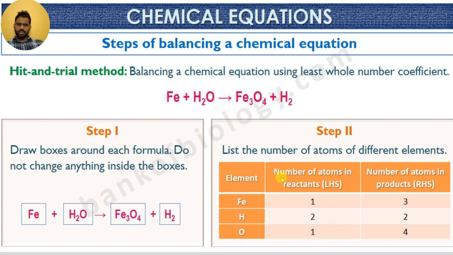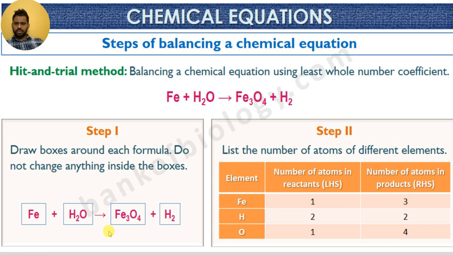The first thing I do is make a table. I make boxes around each formula, and I make a big table wherein I list all the elements. I write down all the atoms in the reactant side and all the atoms in the product side in order to determine what is balanced and what needs to be balanced. First is iron. Iron has one atom on the reactant side. Iron has three atoms on the product side.